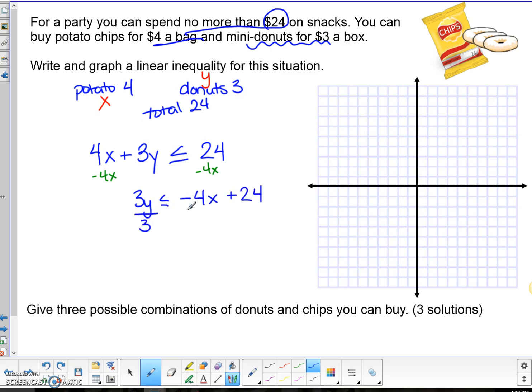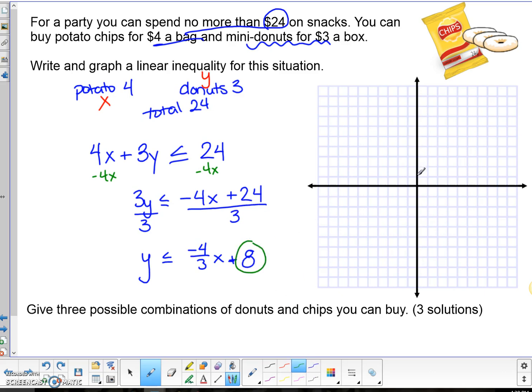And I'm dividing both sides by 3. So y is less than or equal to, and I divided by a positive, so I don't have to flip anything. I don't have to worry when I divide by positives. Y is less than or equal to negative 4/3 x plus 24 divided by 3 is 8. There is my inequality. So now I'm going to graph it.